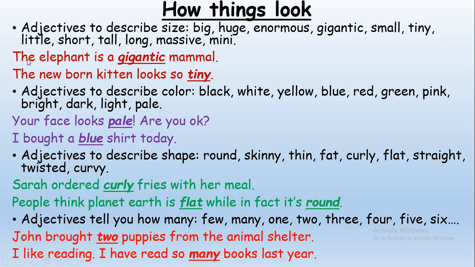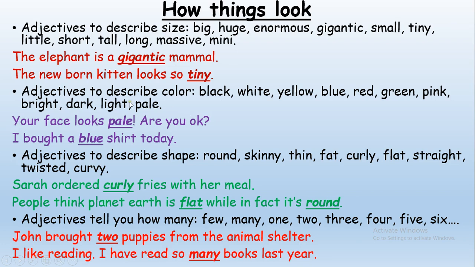For example, over here, the elephant is a gigantic mammal. Gigantic over here indicates that this elephant is massive in size. It's very, very big. The newborn kitten looks so tiny. Tiny as in very small in size. So you were able to recognize the size of these animals according to the adjectives we use to describe them. So how did we describe the elephant? Gigantic. How did we describe the kitten? Tiny. So words to describe size are adjectives.